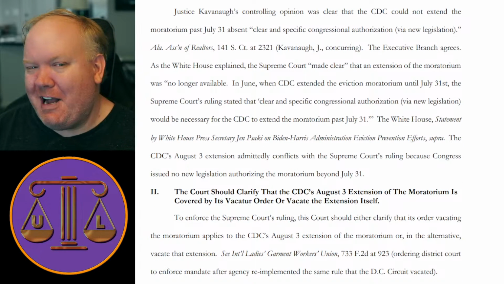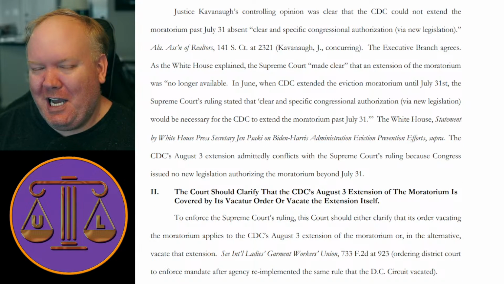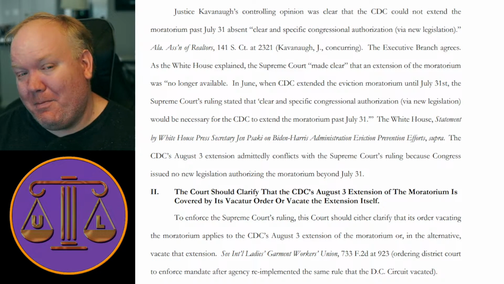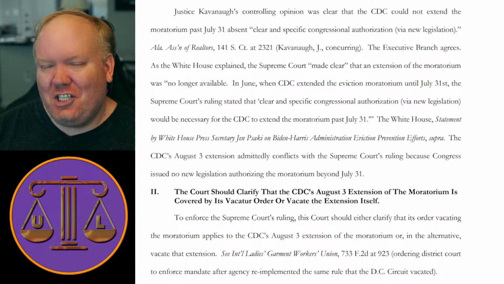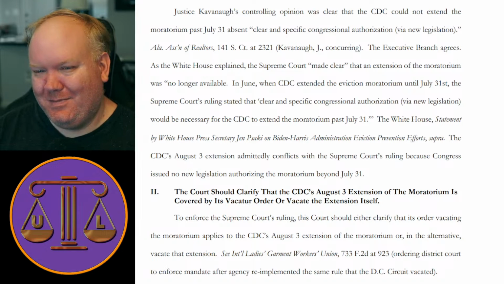I feel like I don't need any rationale at this point. Yeah, I feel like the Supreme Court's kind of done that for me. Just see what they said, you know? Justice Kavanaugh's controlling opinion was clear. The executive branch agrees. As the White House explained, the Supreme Court's made clear that's no longer available.